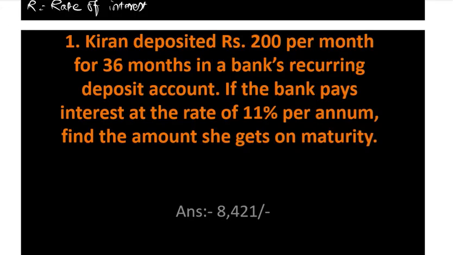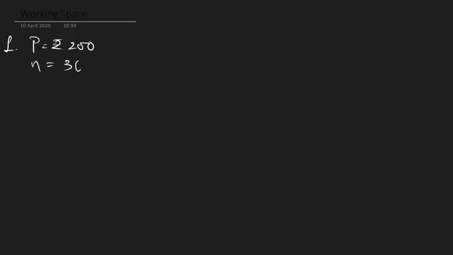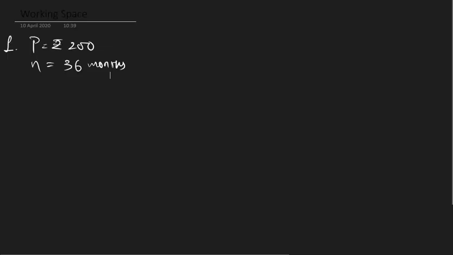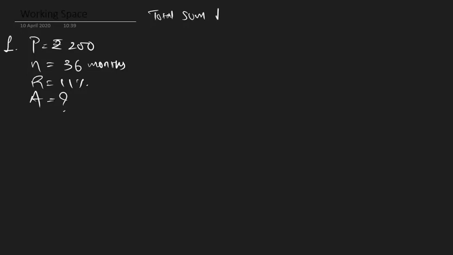So the first question is Kiran deposited rupees 200. So rupees 200 is what? It is P, principal. Rupees 200 per month, right? She's depositing per month for 36 months. So N is 36, right? 36 months, in a recurring deposit account, and the bank pays interest at the rate of 11%. You have to find the amount she gets on maturity. Okay, so rate of interest is 11%. You have to find the amount on maturity. So first let us find the interest. Let us find the total sum deposited. So total sum deposited.